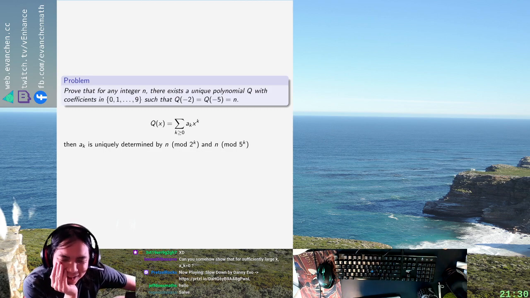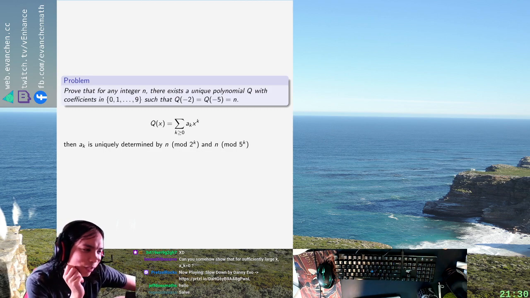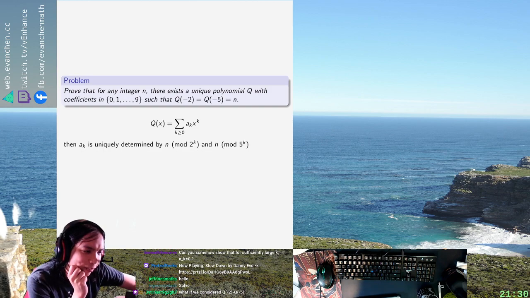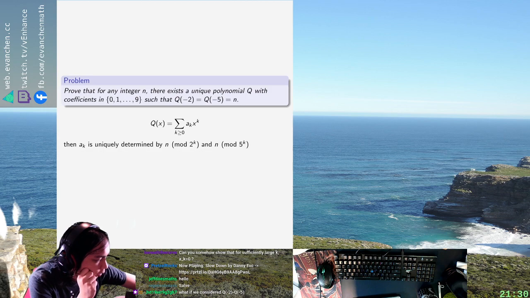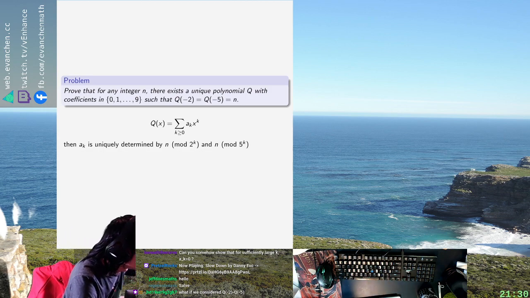Yeah. I feel like I have to get my hands dirty. Like, I feel like this is not a thing where I see an idea and then solve the problem. I feel like I have to actually work out some calculation.